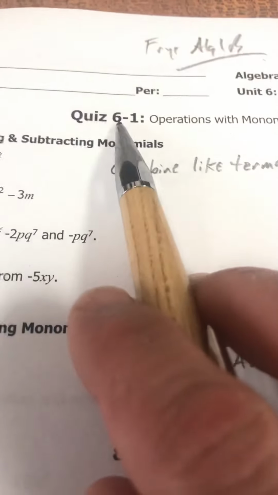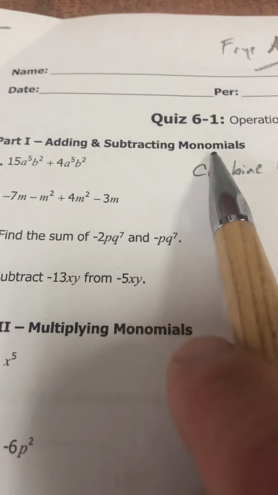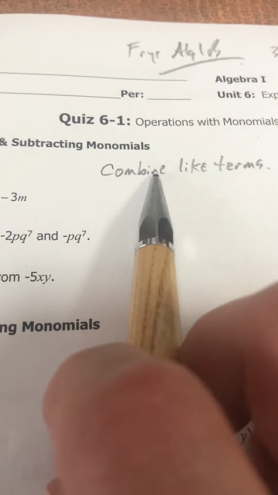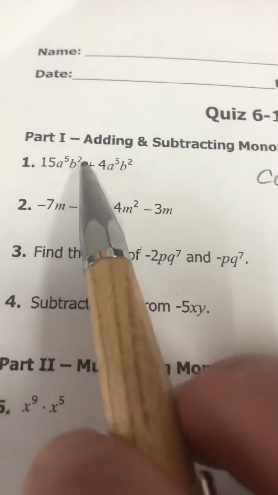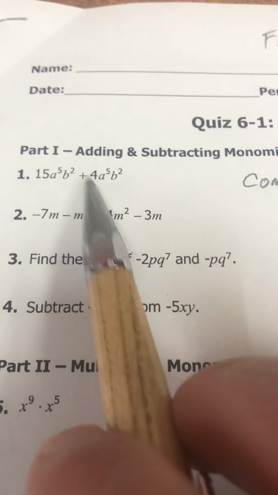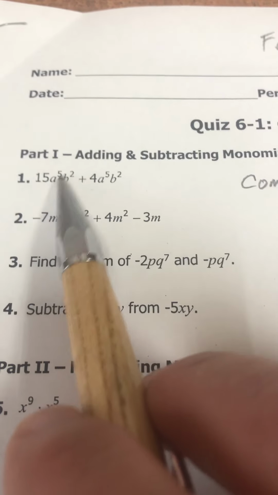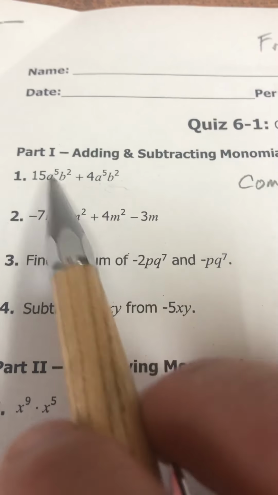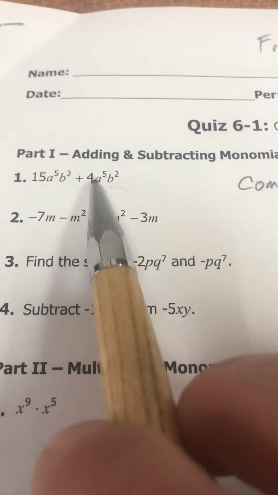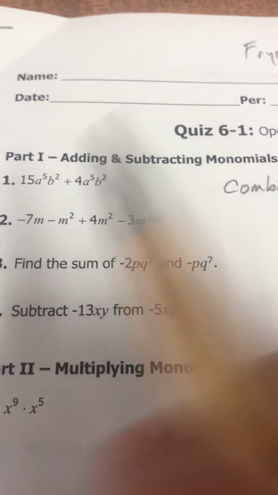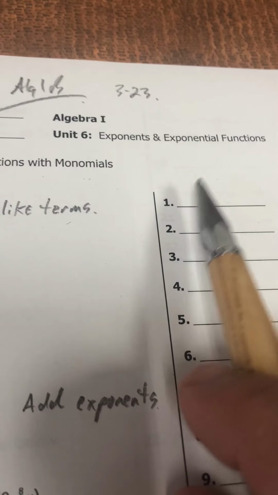Here we go. Quiz 6-1, operations with monomials. Part 1, we're just adding and subtracting monomials. And my clue here for you is to combine like terms, okay? You can only combine like terms, all right? So I can take this 15 and this 4, and I can add them because they are both with an A5B2, okay? So you're just going to leave A5B2 alone, and you're going to add the 15 plus the 4. So 15 plus 4, whatever that answer is, put it here, number 1, and then put A5B2.